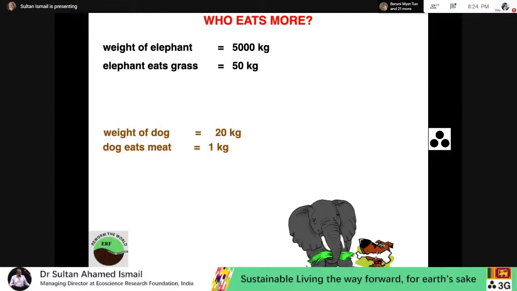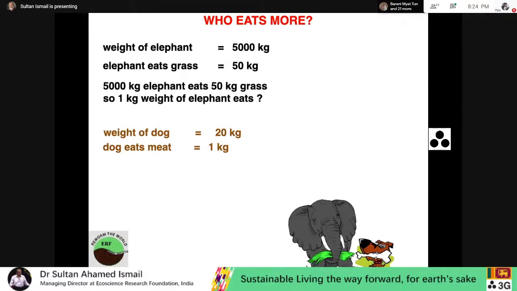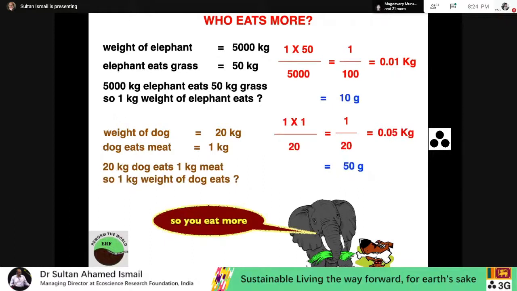So a 5,000 kg elephant eats 50 kg of grass. So how much does 1 kg of body weight of the elephant eat? If you calculate, you get about 10 grams, whereas a dog eats 50 grams. So who eats more? The dog eats more. A dog eats more than an elephant. Why should a dog eat more than an elephant?